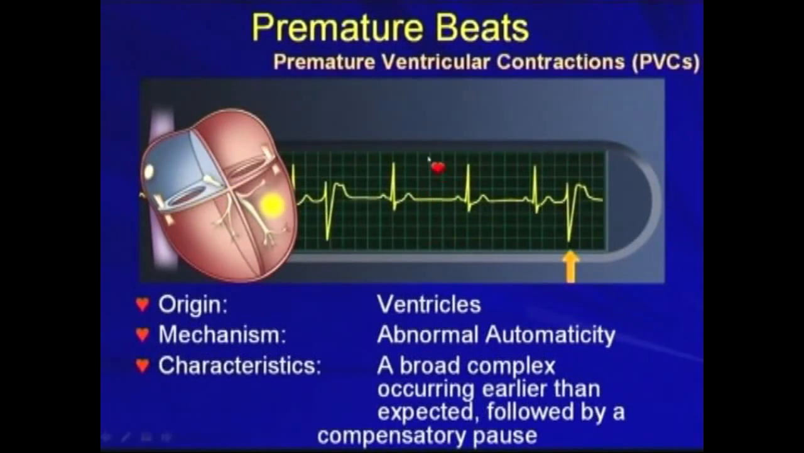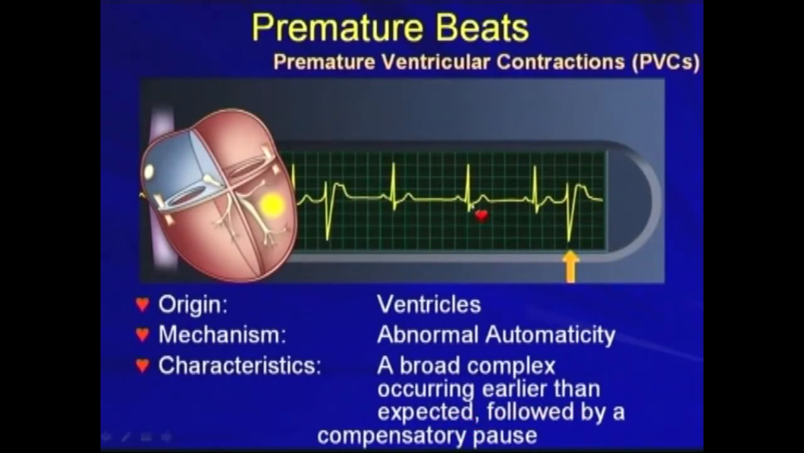The premature beat may also come from the ventricle. It will then be named premature ventricular contraction, so-called the PVC. Here is an example of the premature ventricular contraction. It comes from the ventricle. Again, it's due to abnormal automaticity. The characteristics are a broad complex occurring earlier than expected.